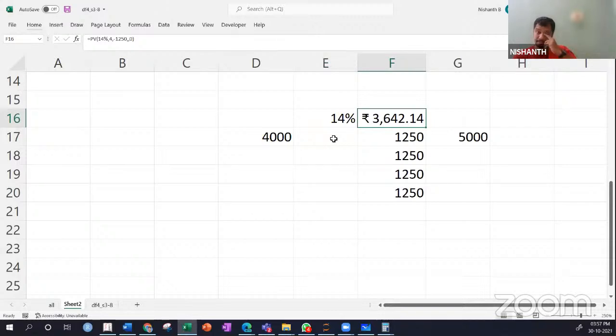Okay, so what I say is that if I want 1250 for the next 4 years, I have to just give 3642 to a person, and he will be able to give me this 1250. Whereas if I have to pay now, to compensate the 1250, I have to pay 4000 rupees. So better I will not pay this 4000 rupees. I will actually pay 1250 every year. So that's the logic here.